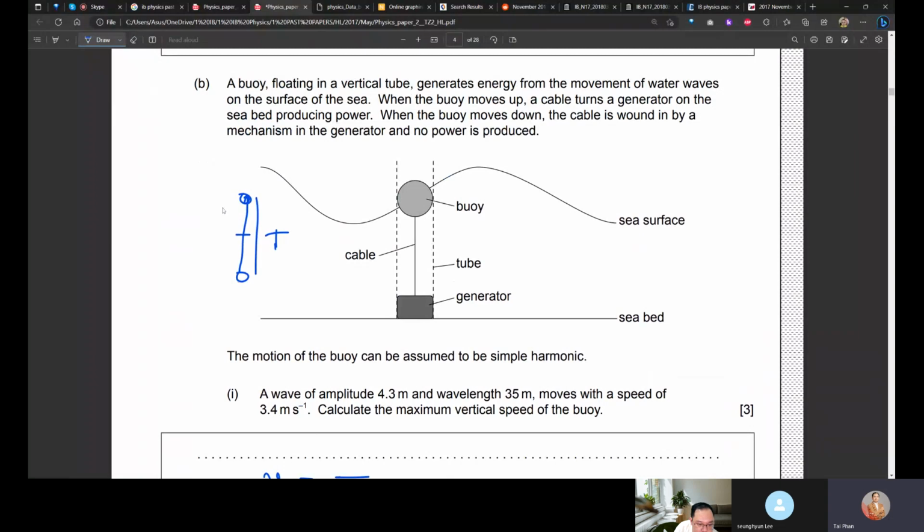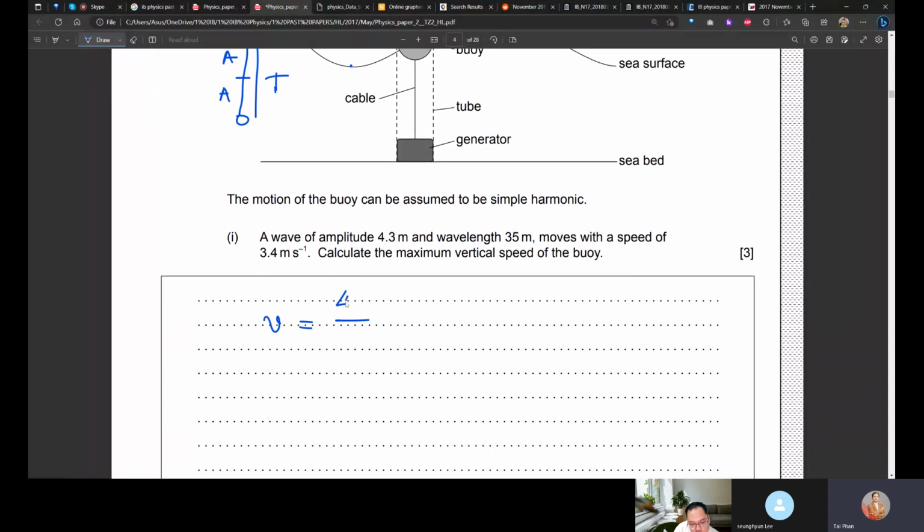The amplitude is the wave amplitude. This is the equilibrium position of the wave, the middle point. The amplitude is from the midpoint to the top. So when this buoy moves from the bottom to the top, it moves 2 amplitudes going up, and 2 more amplitudes from the top to the bottom, meaning the distance is 4 amplitude. I'm calculating the speed: 4 amplitude divided by the period of that object.